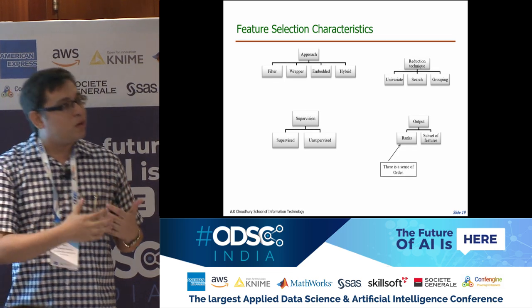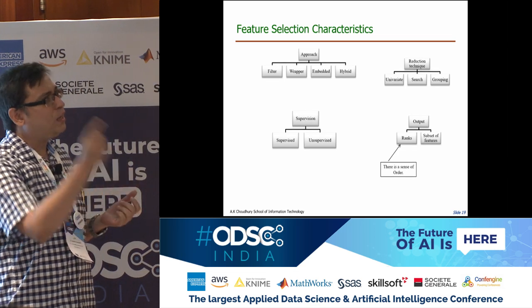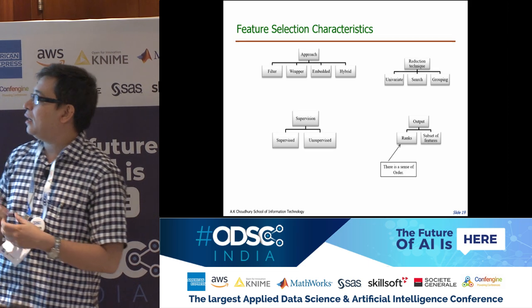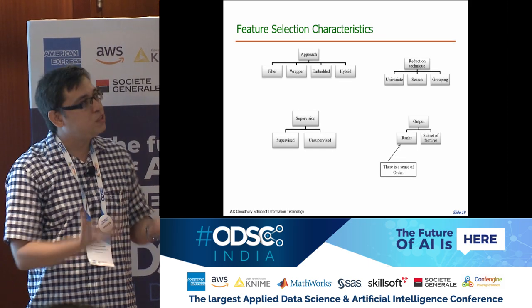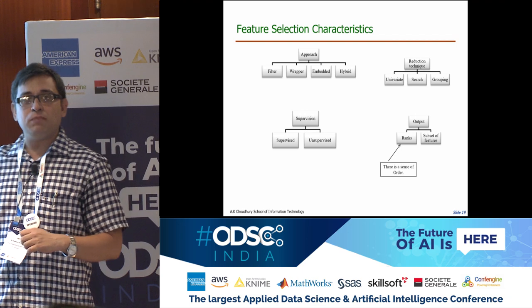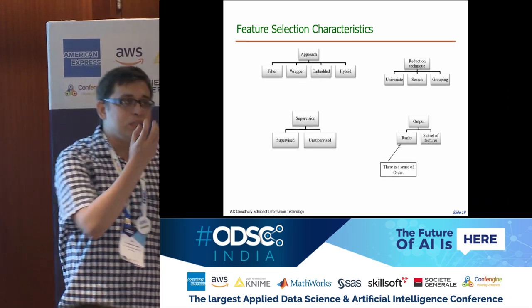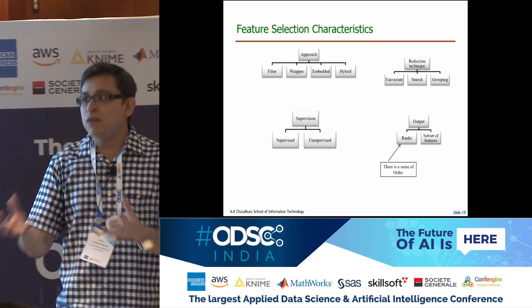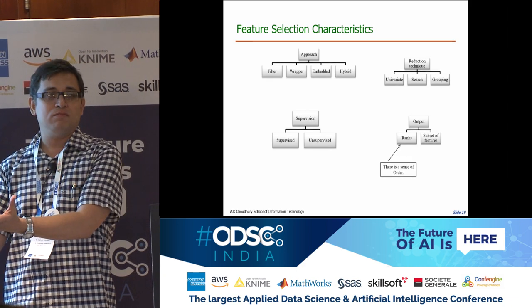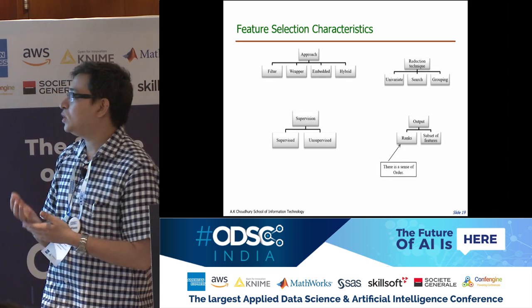So it doesn't need any model. I take the feature subset and get a measure, and then I can see which one is good or which one is not good. I have something as a wrapper. Wrapper needs a model. So what we do is we take the feature subsets and we train a model and see how good it is performing. So that is the measure we use.